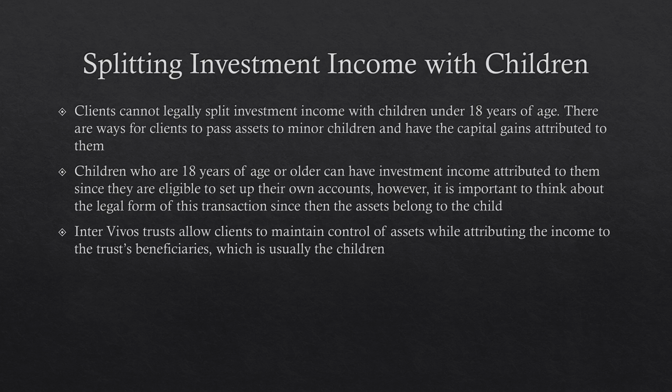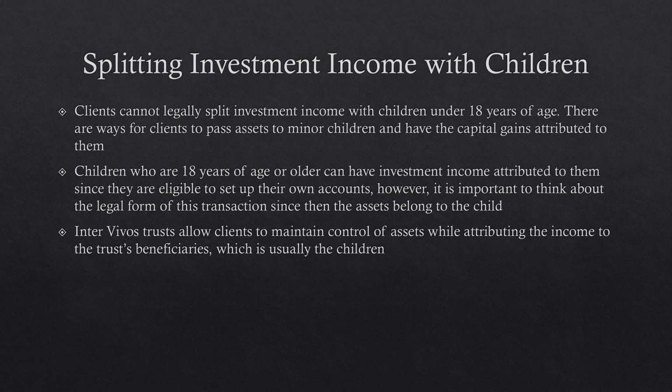Splitting income with children is another topic that could come up. Clients cannot legally split investment income with a child under the age of 18. There are ways for clients to pass assets to minor children and have the capital gains attributed to them, but you can't actually split the current investment income. Children who are 18 or older can have investment income attributed to them since they are eligible to set up their own accounts. However, it is important to think about the legal form of the transaction because basically you're giving assets to the children and then it's technically theirs. So you do have to consider that legal aspect.